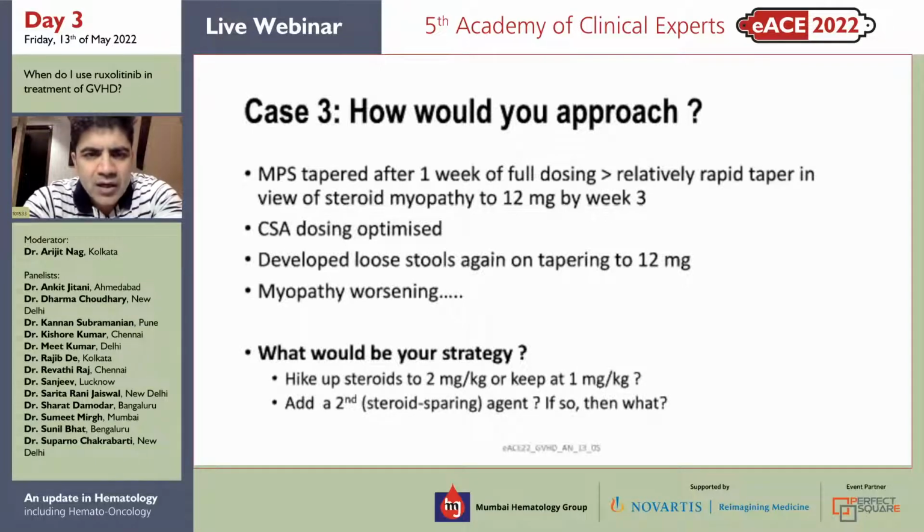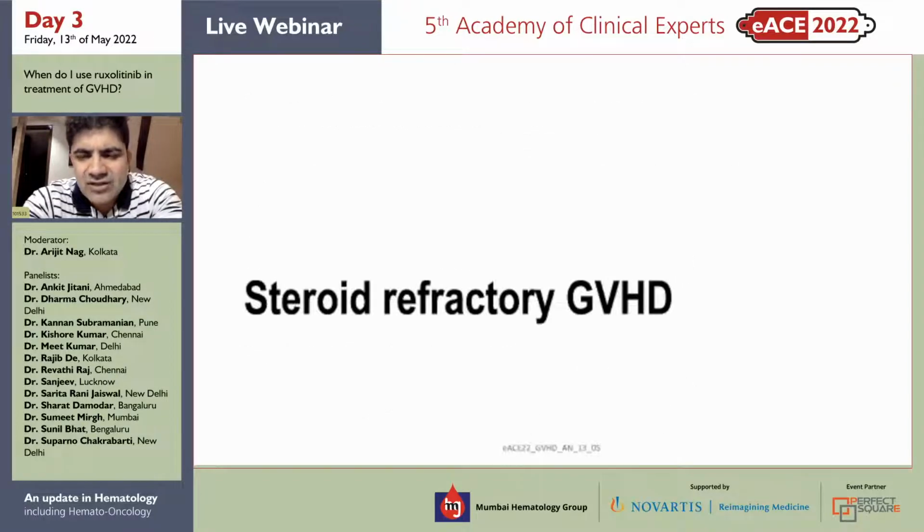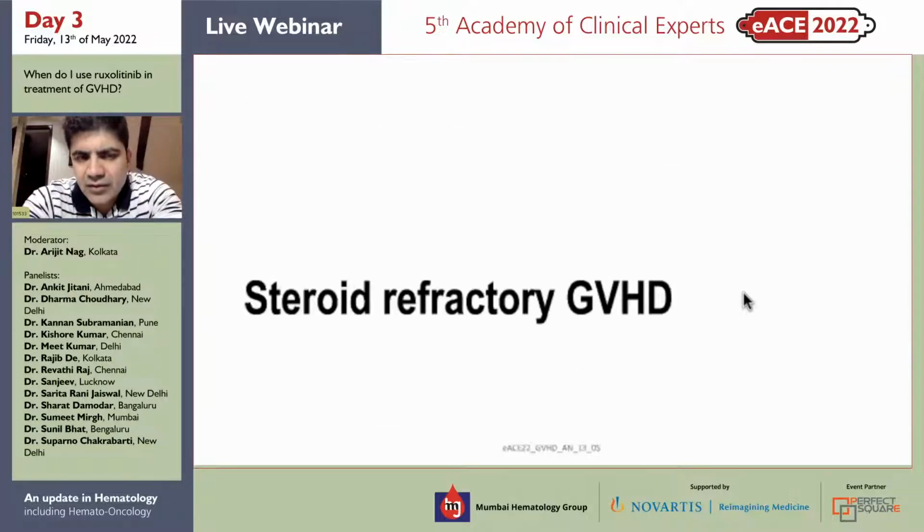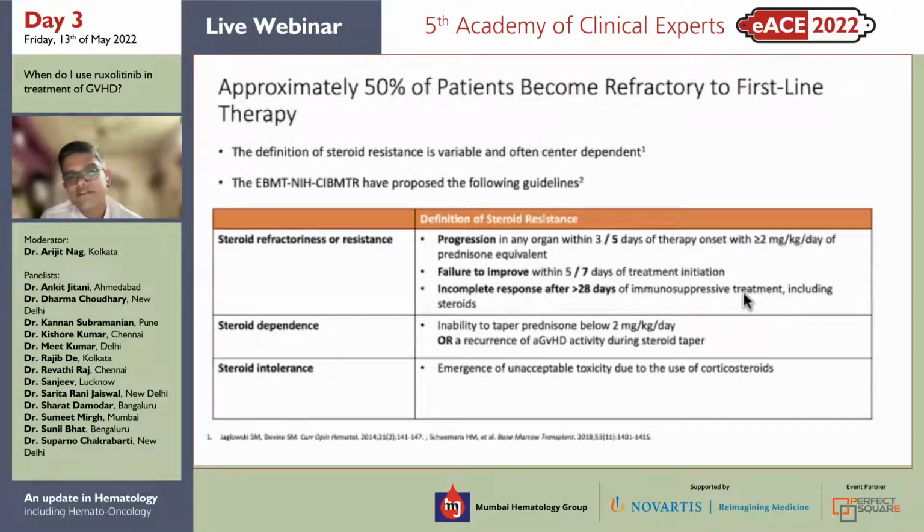And if finances were a problem, then mycophenolate would have been another alternative agent to add on as a steroid sparing agent. And of course, because it's a gut GVHD and we don't want systemic absorption, budesonide or a topical steroid would be a good choice to add along with, so that we are able to taper off the systemic steroids pretty quickly. Okay, so we go on to steroid refractory GVHD.